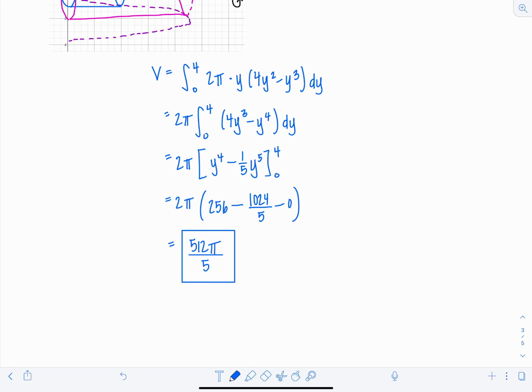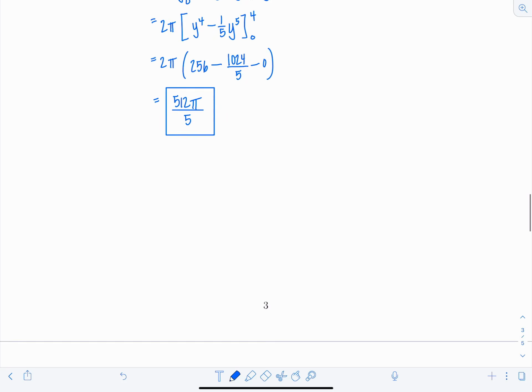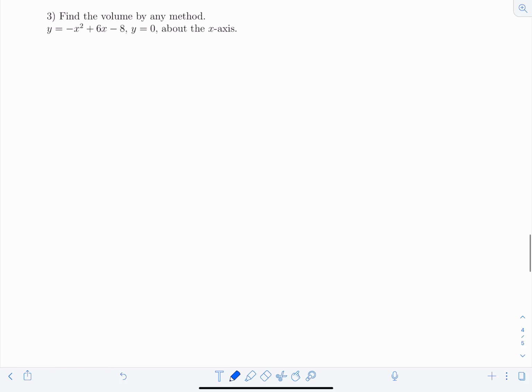Now, let's look at another example, and we're going to have to determine what method is best. Okay? So, find the volume by any method. Here we have the parabola, y equals negative x squared plus 6x minus 8. It's bounded by y equals 0, so the x-axis, and we're spinning it about the x-axis as well.